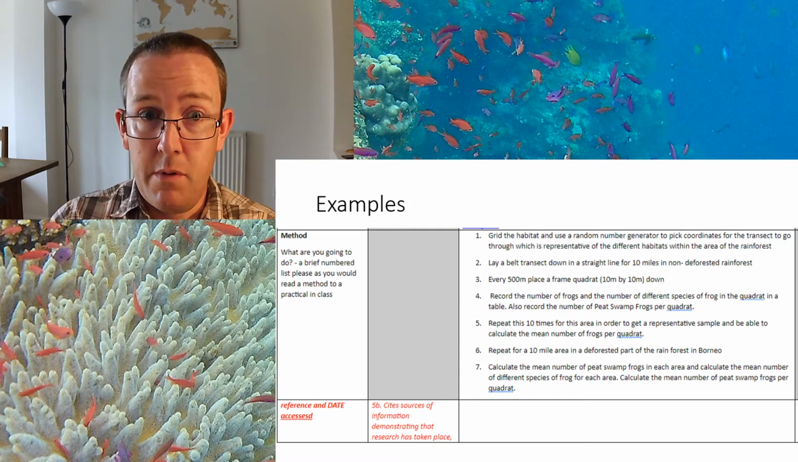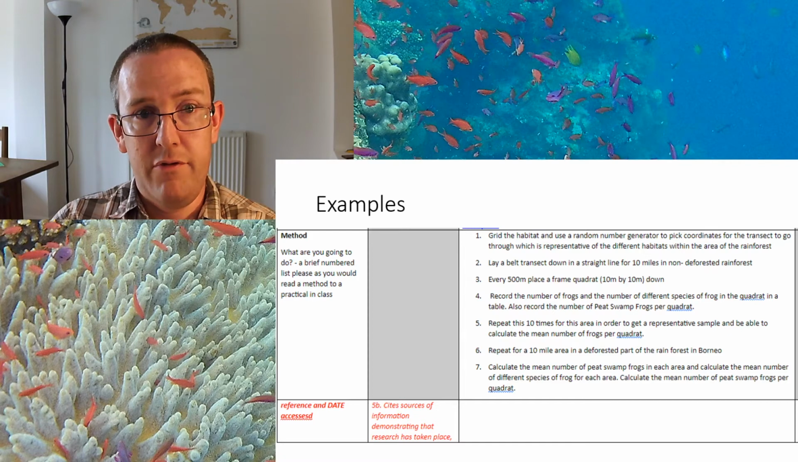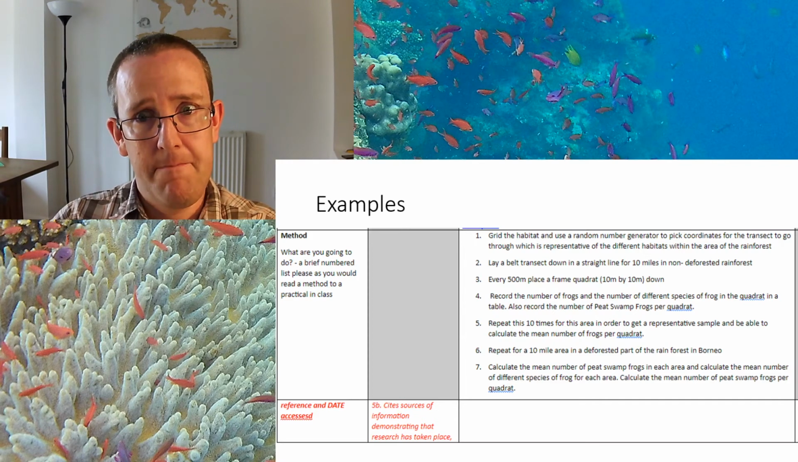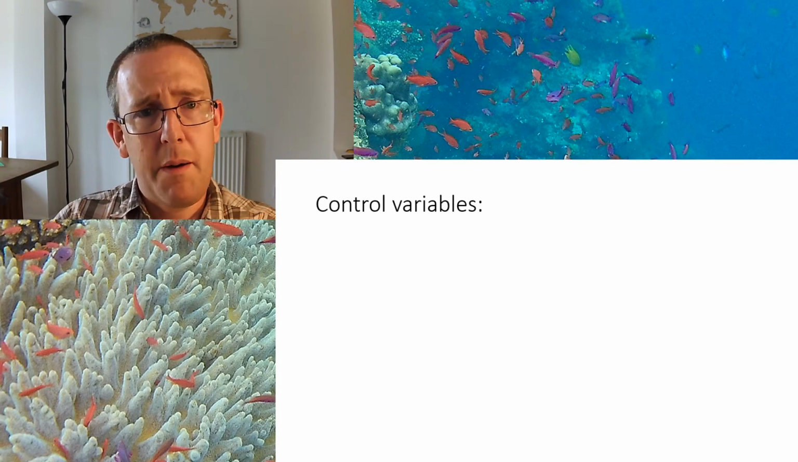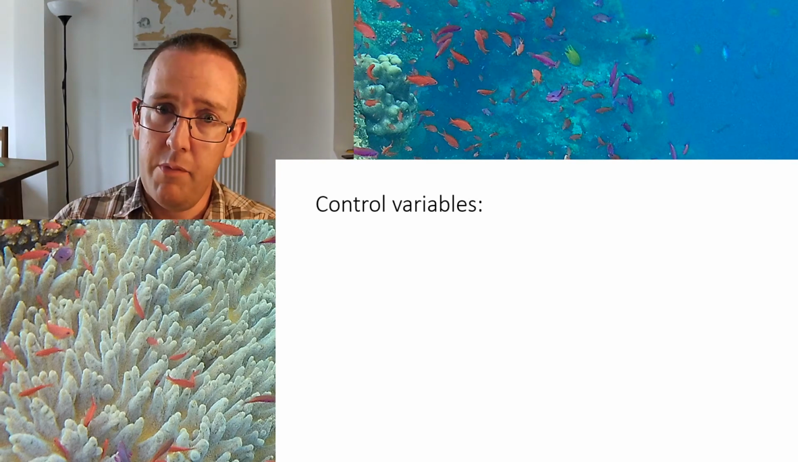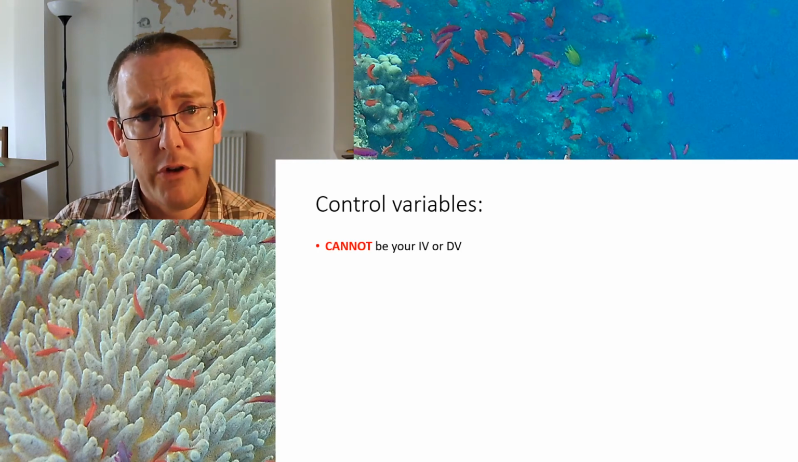Okay, and that will be backed up nicely if they had some references. So that one would have been sent back to that person to actually put some references in. So there's a couple of examples of what I'm talking about with our methods. So some good work, some not so much. Right, on to control variables.